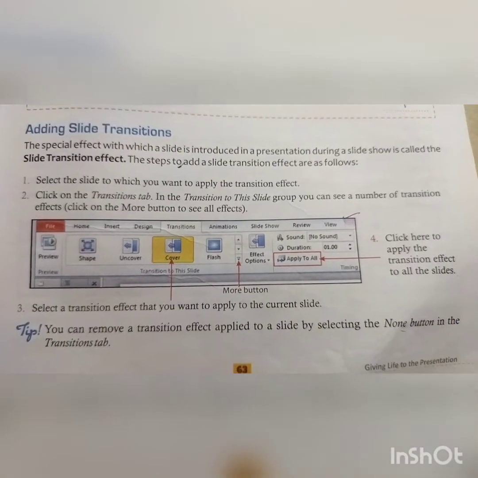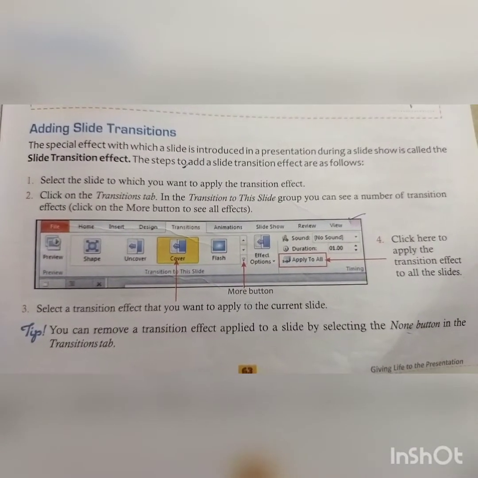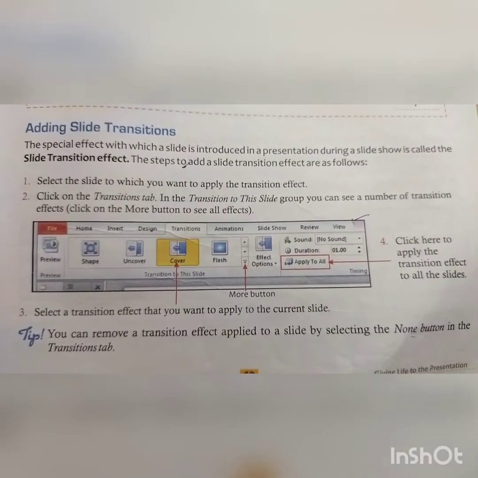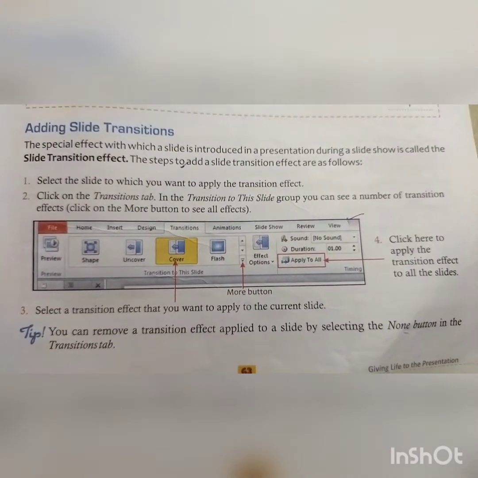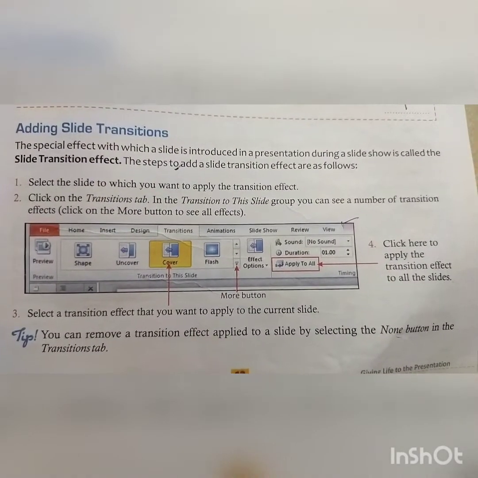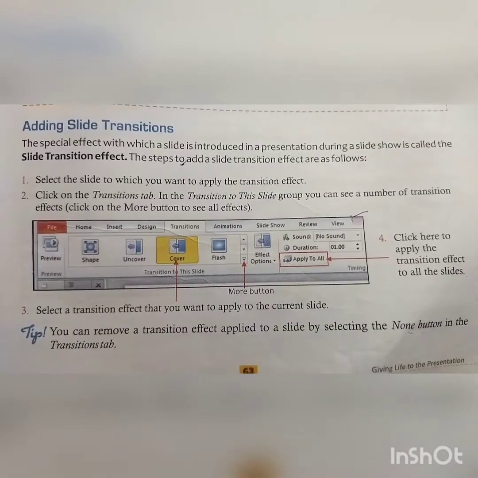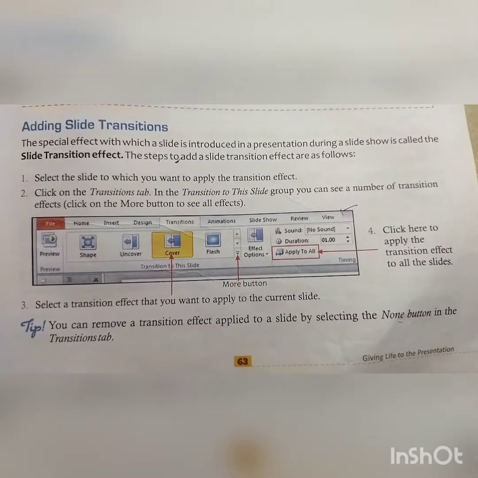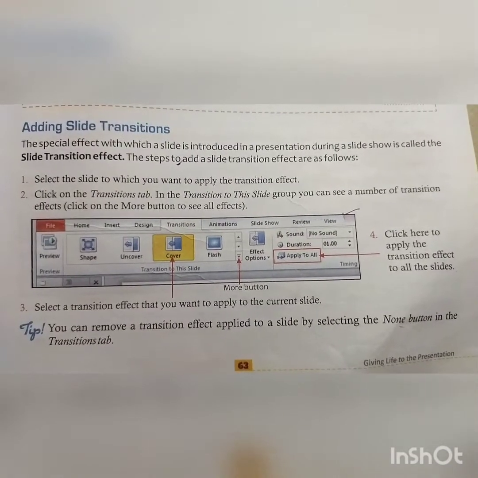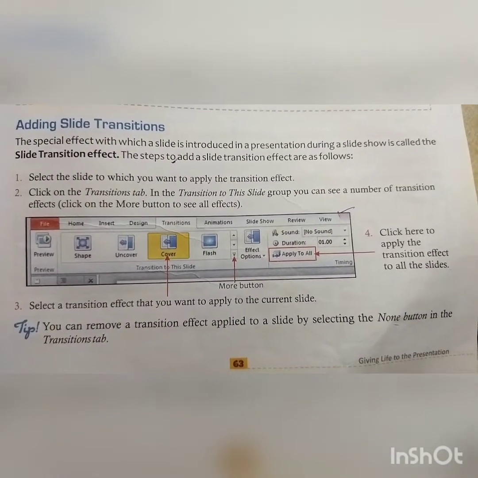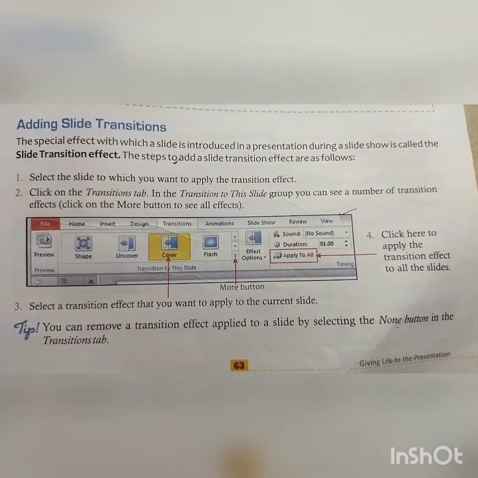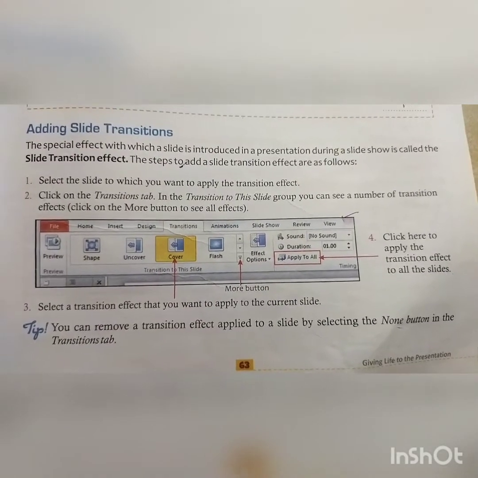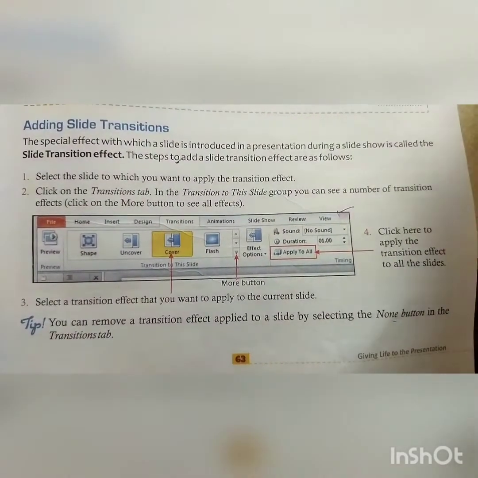The special effect with which a slide is introduced in a presentation during a slideshow is called a slide transition effect. So the steps to add a slide transition effect are as follows. How do we apply this feature? First, select the slide to which you want to apply the transition effect. Then second, click on the Transitions tab.